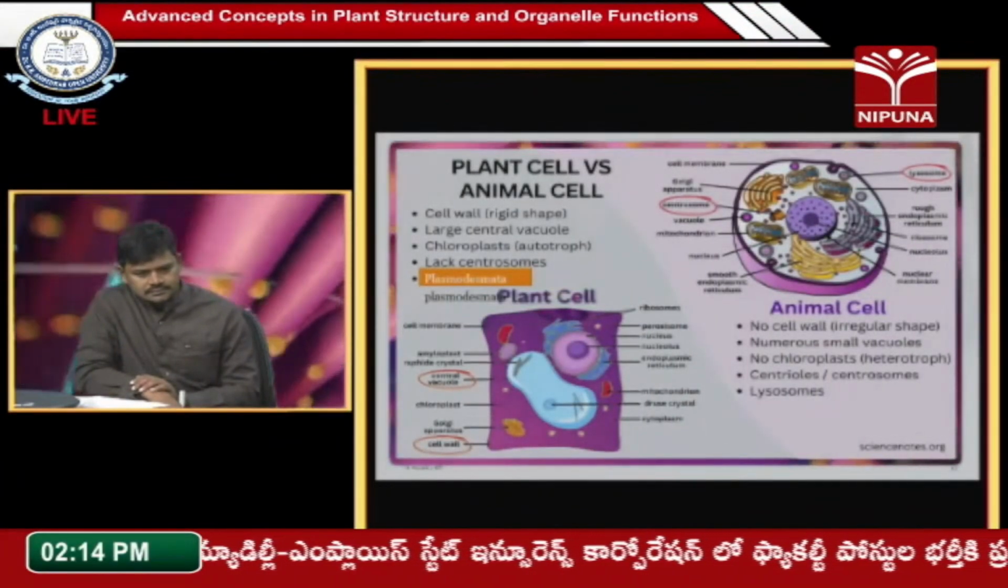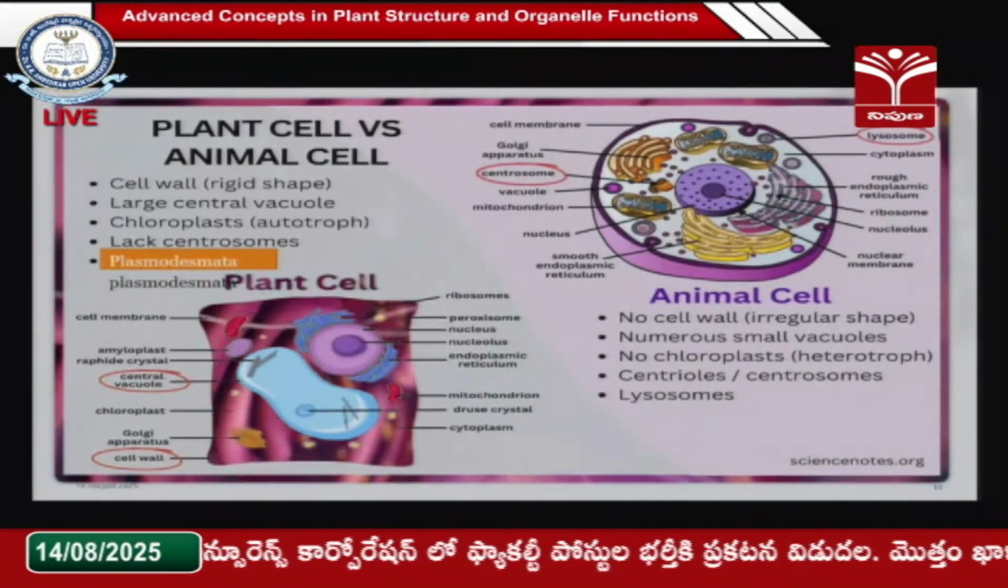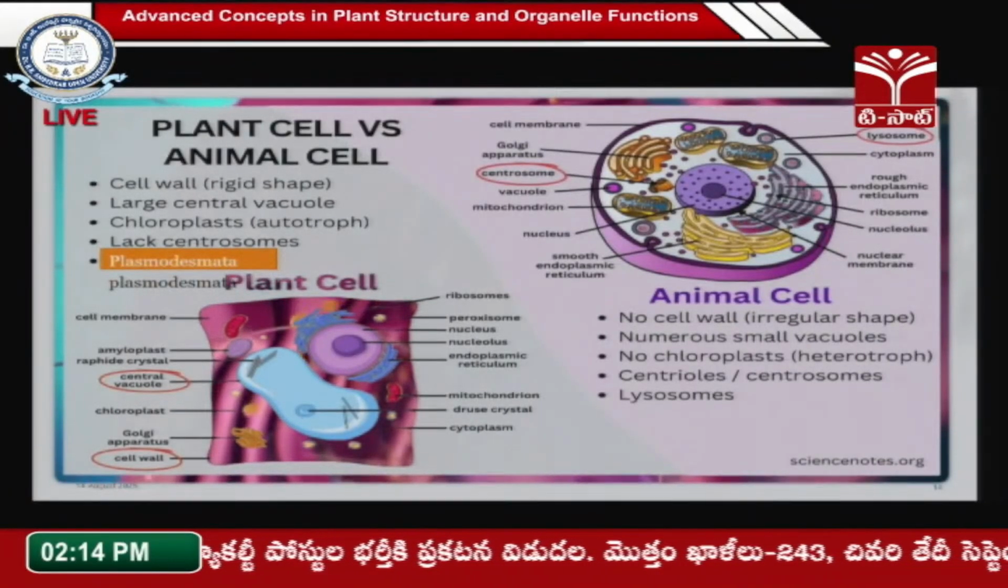The third most important difference between the plant cell and animal cell is the plastids, which are present in plant cells, whereas the animal cell does not possess them. The final most important identifying difference between the plant cell and animal cell is the centrosome. Centrosome is present only in the animal cell, whereas in the plant cell it is absent.